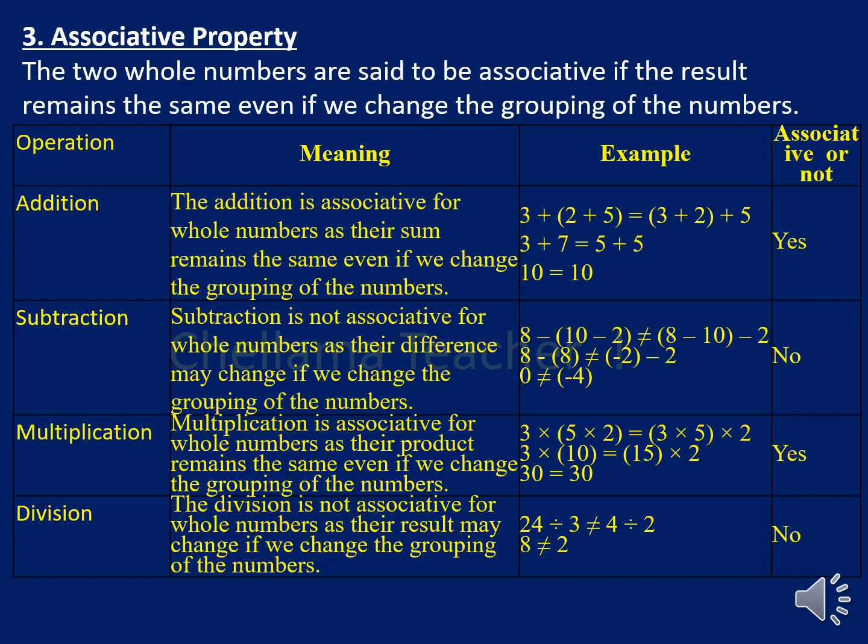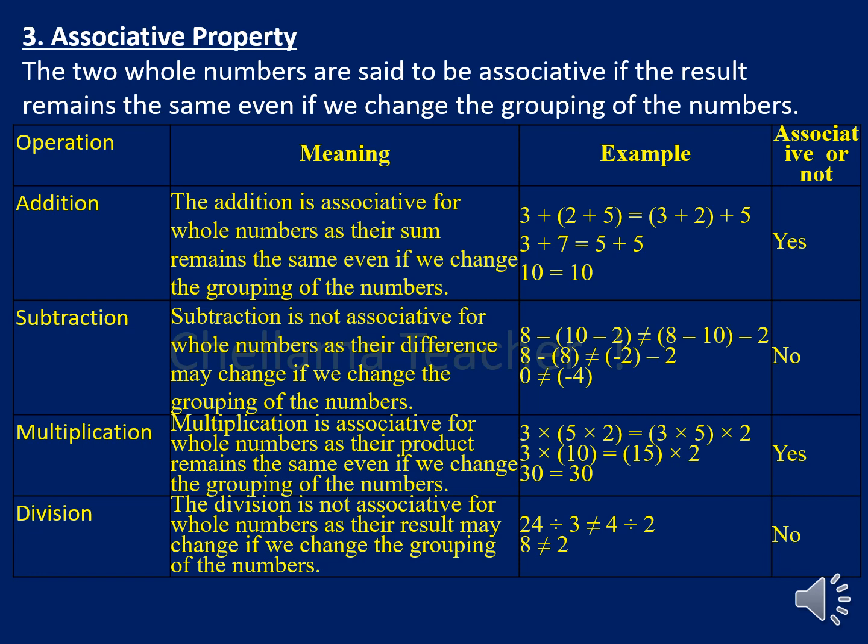So 5 2s are 10. On the other side, 3 5s are 15. So 3 into 10 is 30, and 15 into 2 is 30. Both are equal. So multiplication is associative for whole numbers.